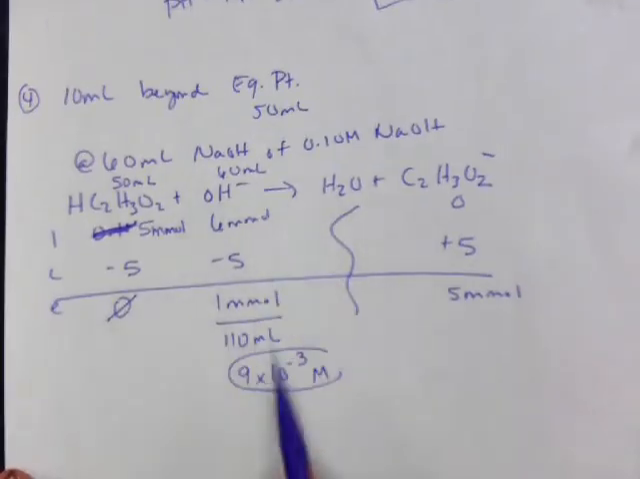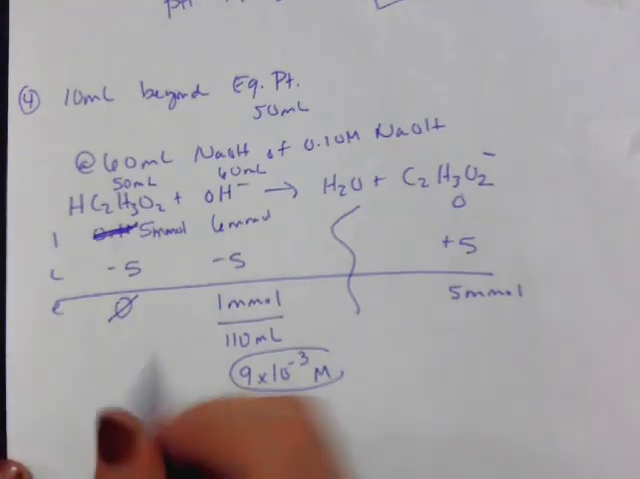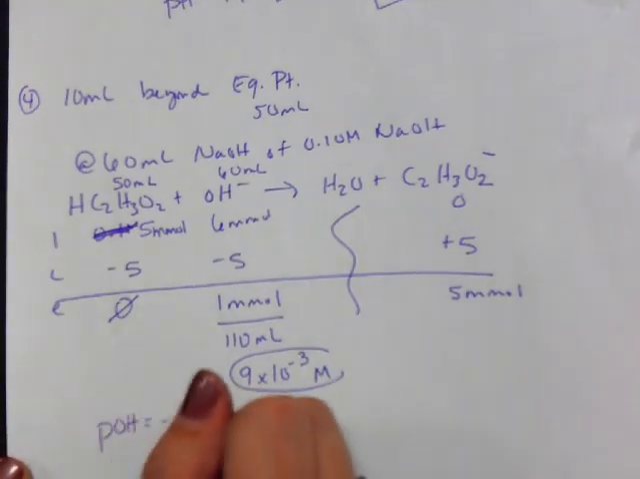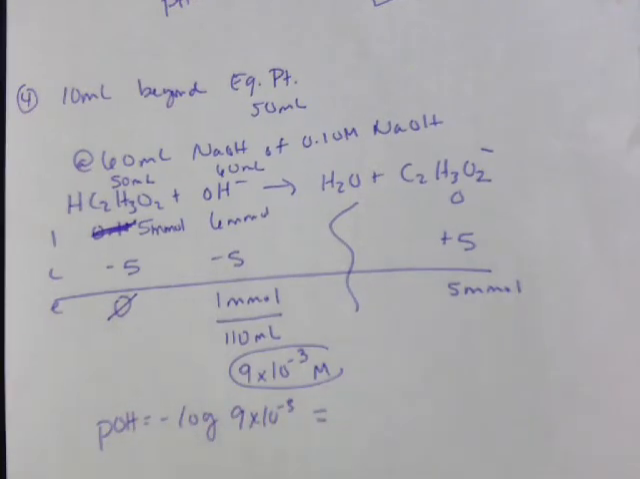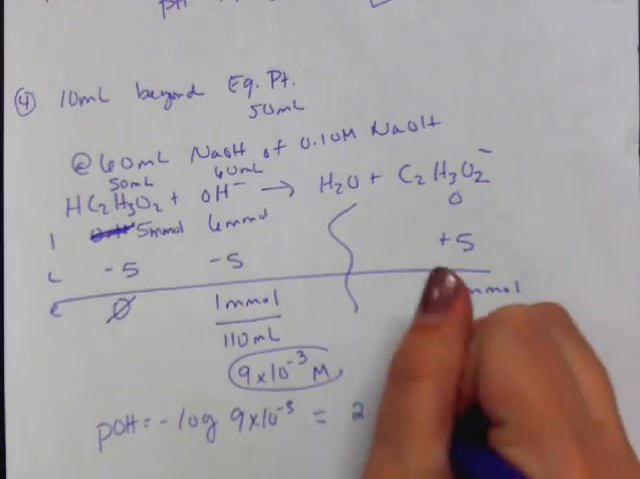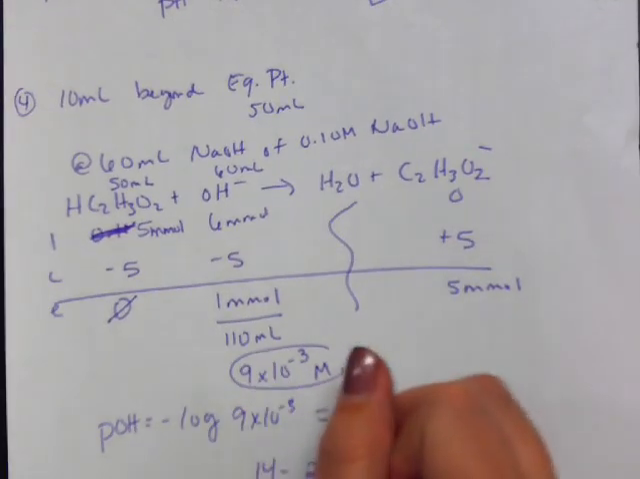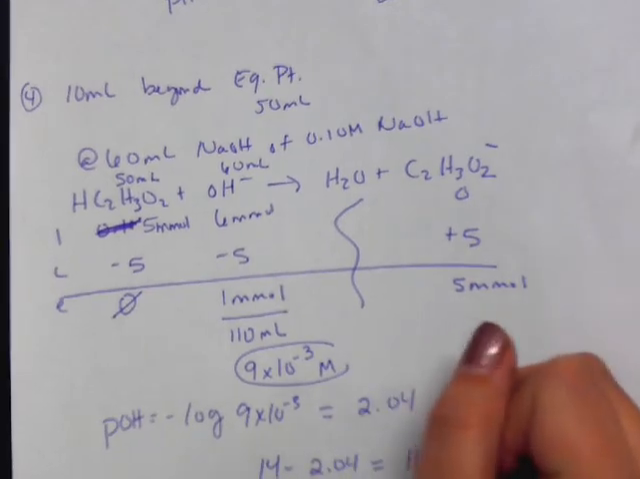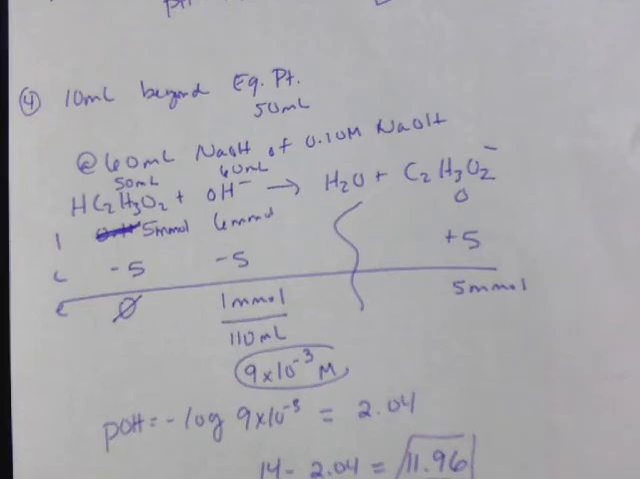And so past the equivalence point, we determine how much of the strong base is remaining, and we use that to then find our pOH. And then we can find our pH from there. So our pOH here is 2.04, and then we do 14 minus that, and we get 11.96.